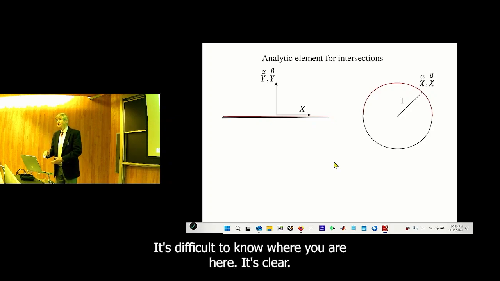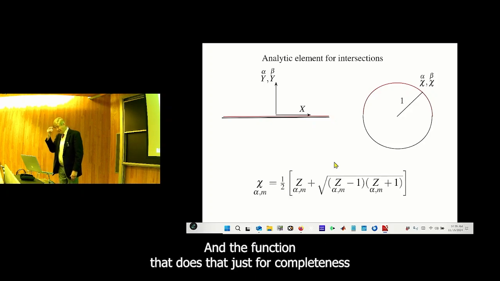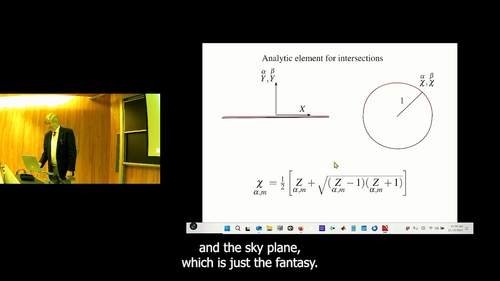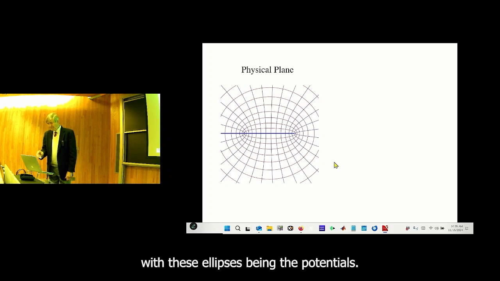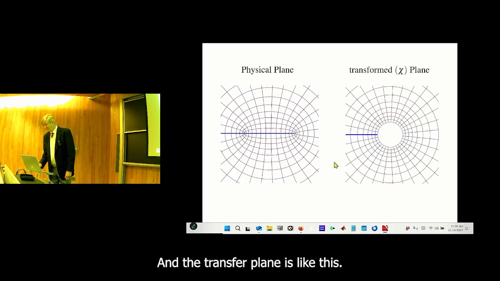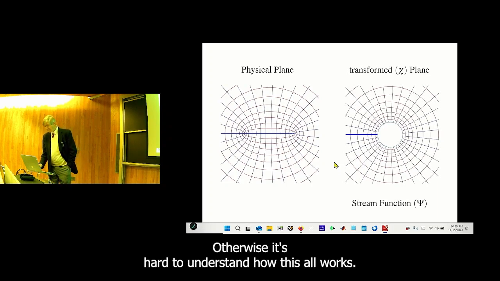On the line, it's difficult to know where you are. Here, it's clear. I mean, you're on the plus side of the circle or on the negative one. And the function that does that, just for completeness, is this: to go between the physical plane, the capital Z, and the sky plane, which is just fantasy. So the physical plane looks like this, of that element, simplified, with these ellipses being the equipotentials, and the transformed plane is like this. And I need to explain something, otherwise it's hard to understand how this all works.